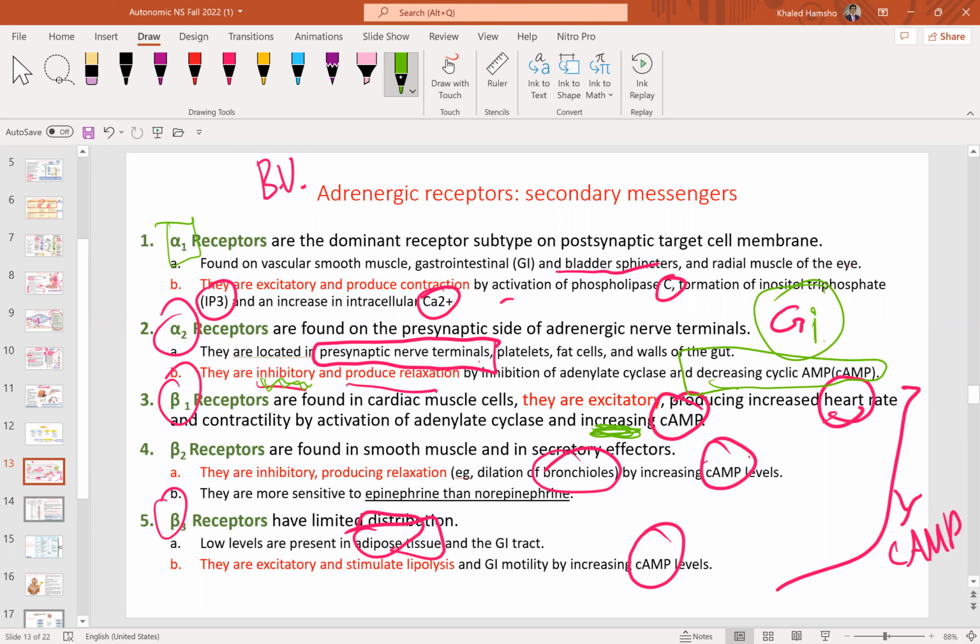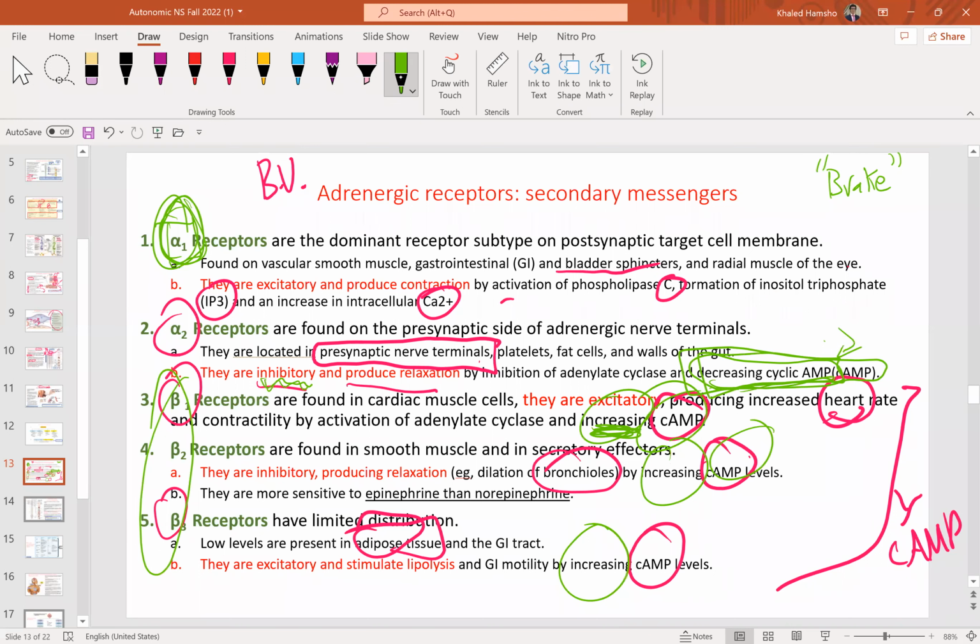But alpha 2 is different from alpha 1. Remember how we mentioned it was in the neuron before, acting as a brake? So basically, all it does is decrease cyclic AMP. You don't really need to know this, but it's just mentioned there. Just remember, alpha 2 decreases cyclic AMP. That's all you need to remember. And then all the betas are with increased cyclic AMP, and alpha 1 is through the calcium pathway. There's no rule to it. It's just how the receptor works.